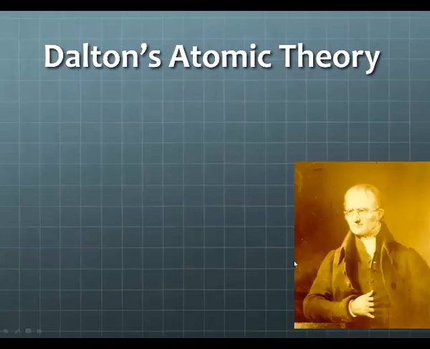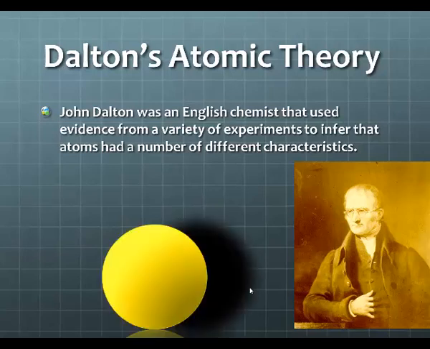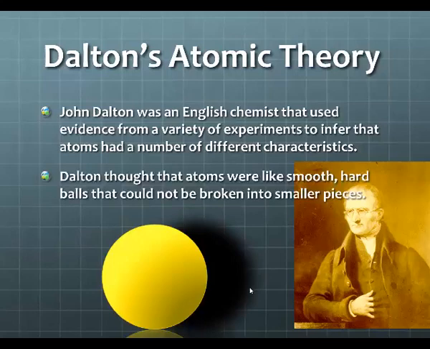Dalton's atomic theory. John Dalton was an English chemist that used evidence from a variety of experiments to infer that atoms had a number of different characteristics. He thought that atoms were like smooth, hard balls that could not be broken down into smaller pieces. So he thought of them kind of like marbles.